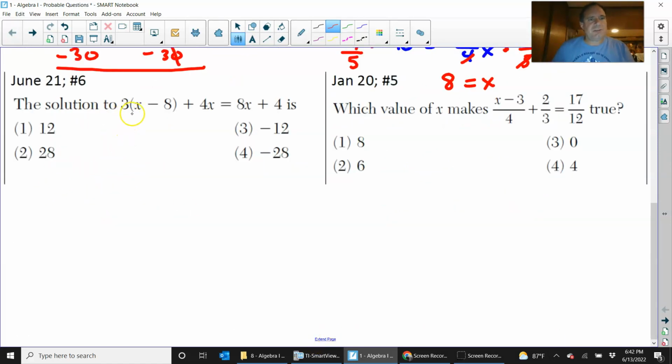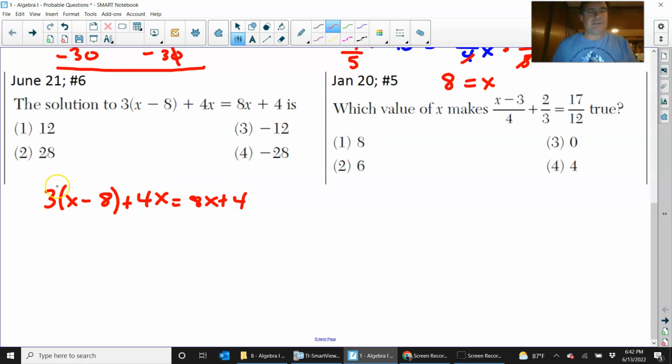So it says the solution to this whole thing. So I'm just going to rewrite it. Always rewrite it, because you need some space to do this.